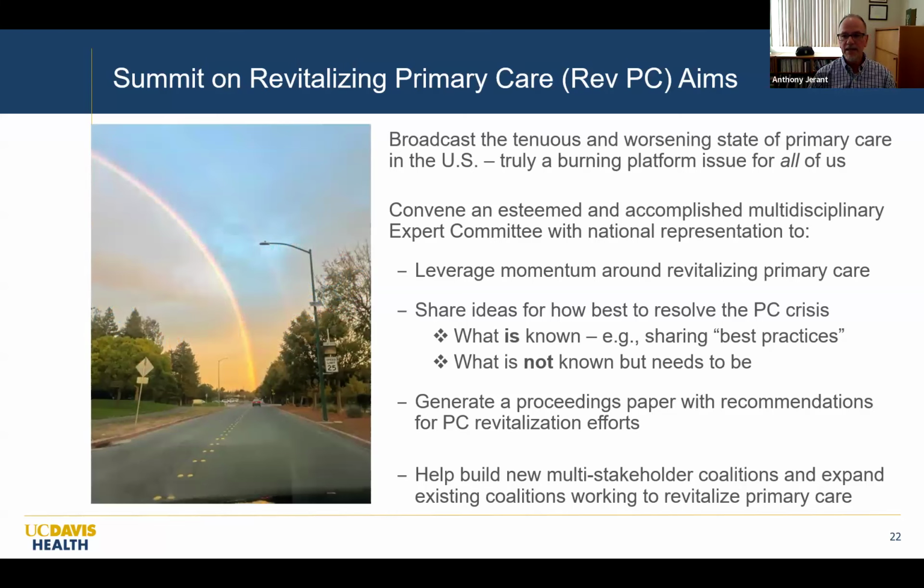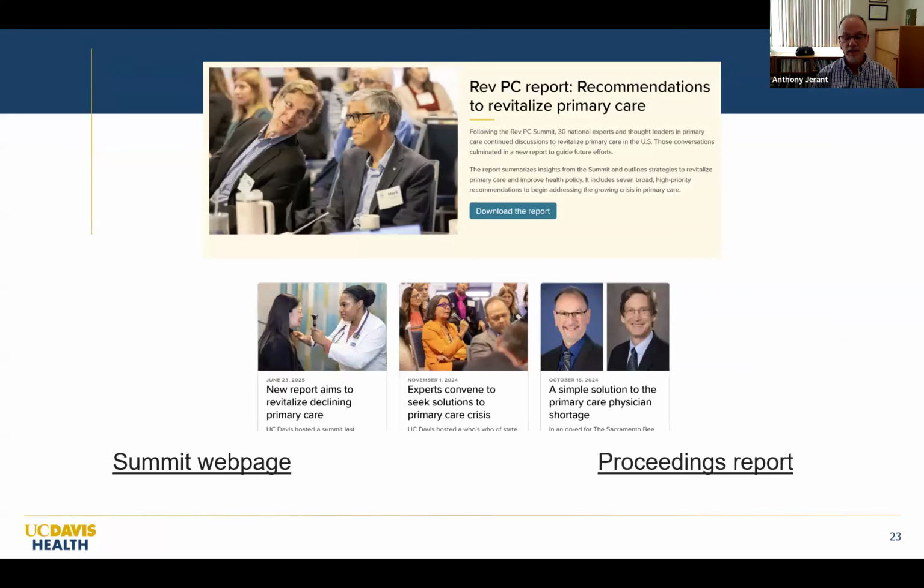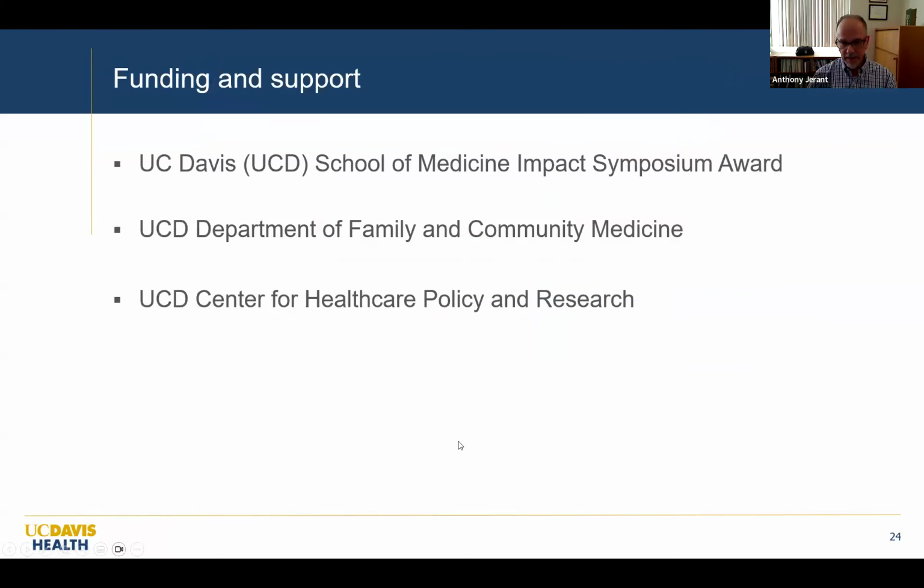So there was hope on the horizon, we thought, although there's a long way to go. I did want to call attention, before I forget, to the fact that we do have a website for Rev PC. You can download the report there. It's linked off both the CHPR website and our department website. And I do encourage everybody to take a look at the report. It was funded by these entities. We're greatly appreciative to all.